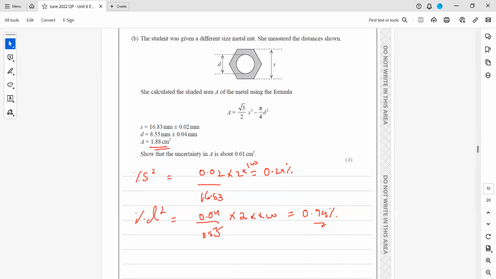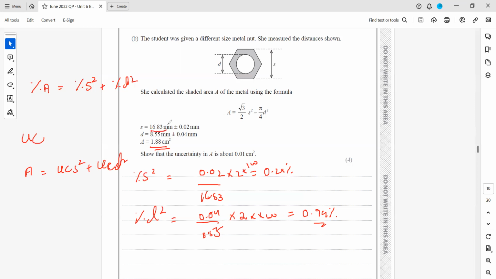Now, this 0.24, if you want, because in the question we need the uncertainty. This is a percentage uncertainty. Percentage uncertainty in A is equal to percentage uncertainty in S square plus the percentage uncertainty in D square. But in the question we need uncertainty. So uncertainty in A is equal to uncertainty of S square plus uncertainty of D square.